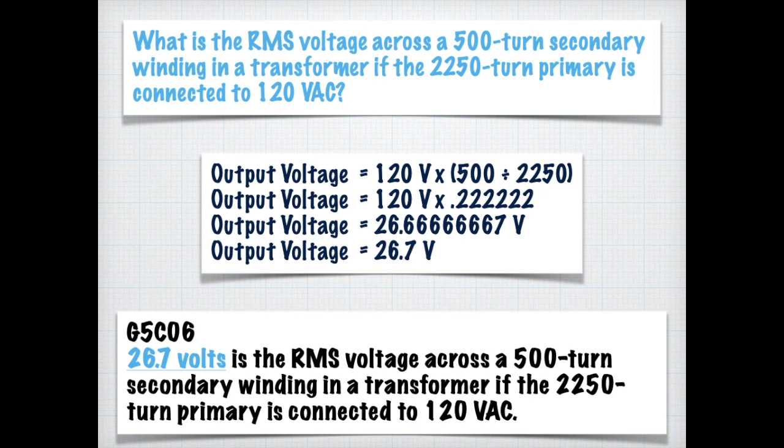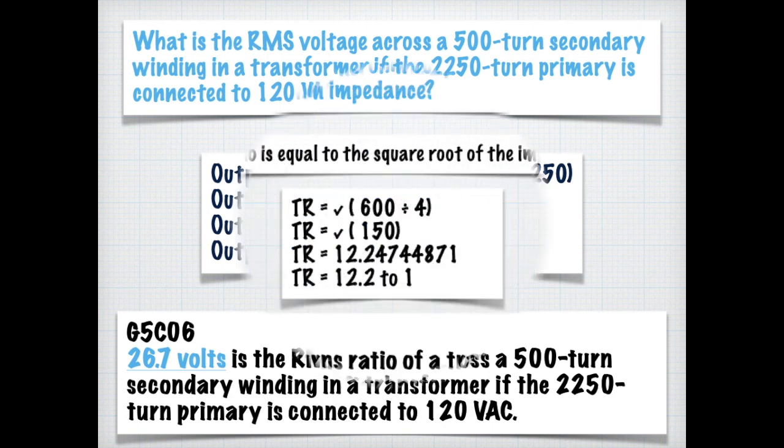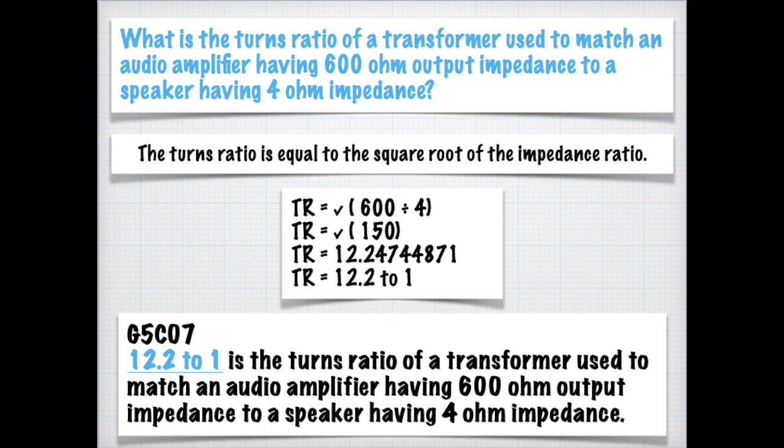So you could either do the math, or you can just remember that 26.7 volts is the RMS voltage across a 500 turn secondary winding of a transformer if the 2250 turn primary is connected to 120 volts AC. Oh my gosh, I led you guys astray. So the next question does deal with square roots.